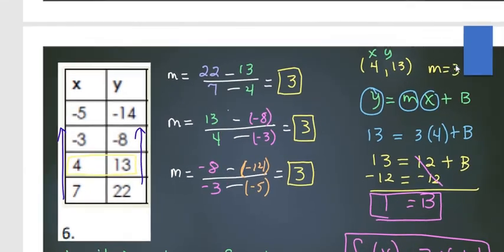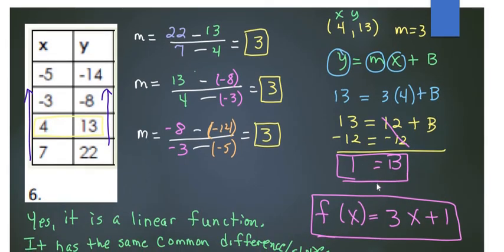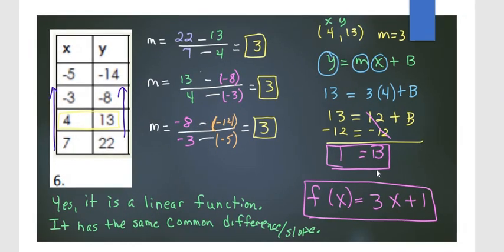Now, I'm going to use any set of points and my slope to put it in slope-intercept form right here. I use the points 4 and 13, and like I said, you can use any sets, it doesn't matter. And I substitute out the y, m, and x, and when I do, I come up and my b is 1. Now I'm going to write this in function form. So when I write this right here, I see that I have f of x equals, here's my slope, my y-intercept, so I have 3x plus 1. This is your answer. This is what you're looking for.